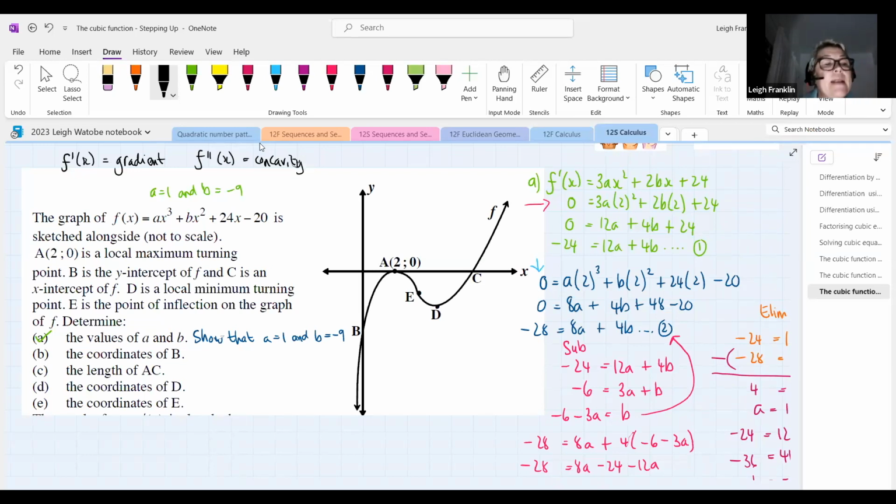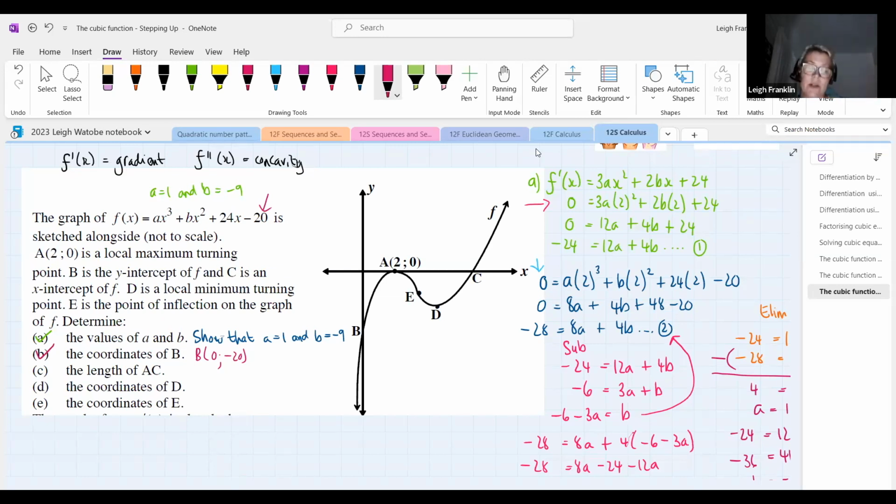Okay, now on to the coordinates of B. Remember they told us in the beginning here, B is the y-intercept. What are the coordinates at B? They've actually been given to us if we know where to look. What are the coordinates at B? Good, Zedalia. All right, so the coordinates at B are 0 and negative 20. So this value over here, the constant, that's your y-intercept.